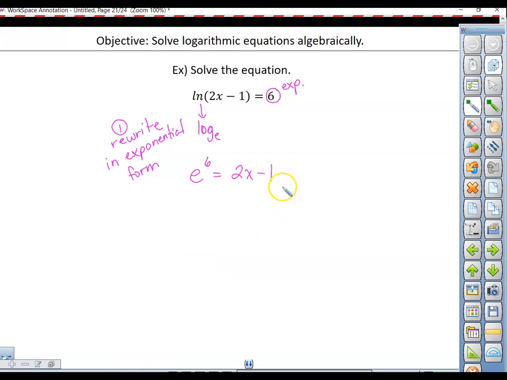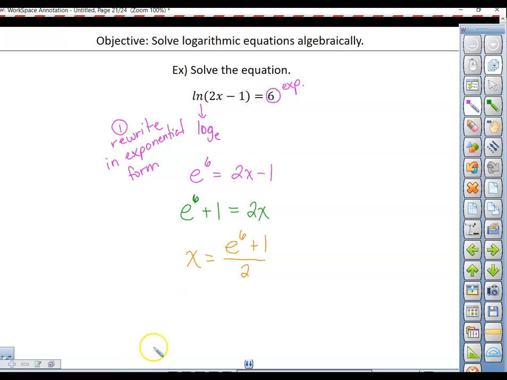Now we're not using a calculator here, so something like e to the 6th power, which is a very large irrational number, we're just going to leave it in this power form, and we're going to continue using our basic algebra to solve for x. So we'd add 1 to both sides. So now what we have is e to the 6th power plus 1 equals 2x. Then we would divide both sides by 2, and so our x becomes e to the 6th power plus 1, all divided by 2.